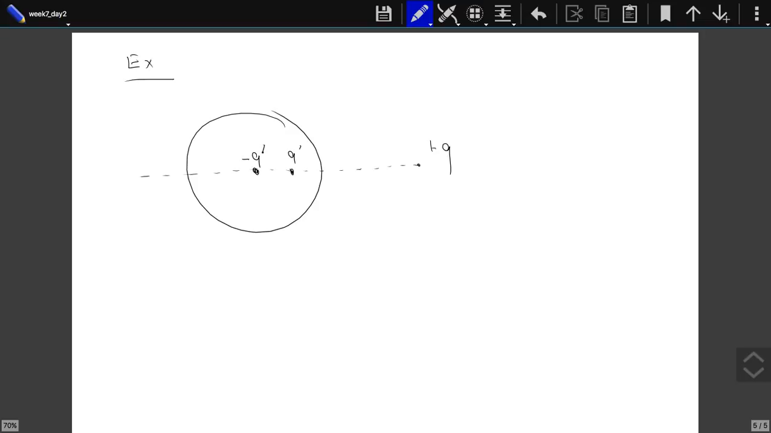Now, any questions on these? Method of images, Green's theorem.